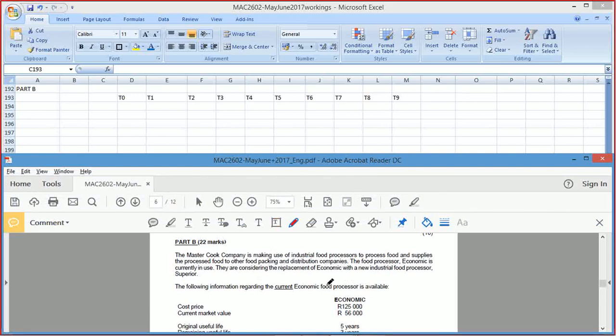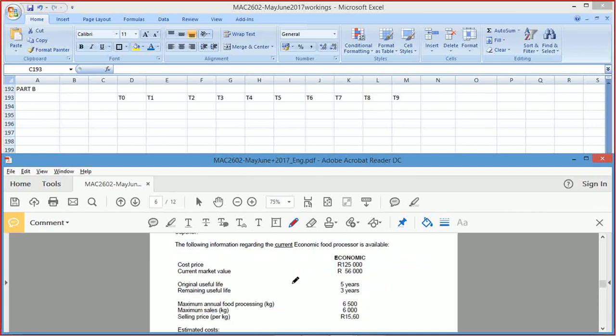The Master Cook Company is making use of industrial food processors to process food and supplies the processed food to other food packaging distribution companies. The food processor economic is currently in use. They are considering replacing. So this is a decision to replace. If I'm replacing an asset, I'm going to look at the new and the old.